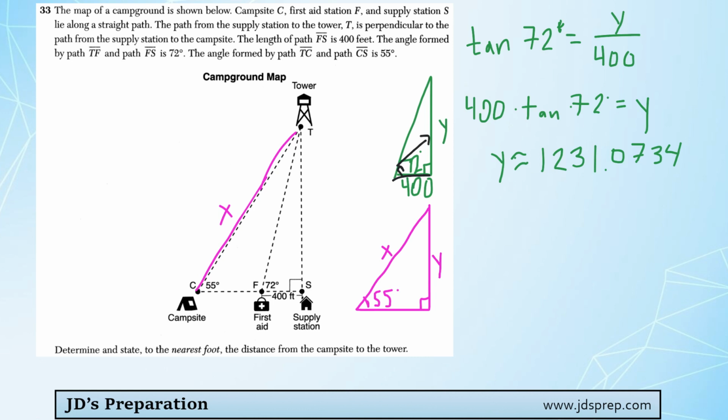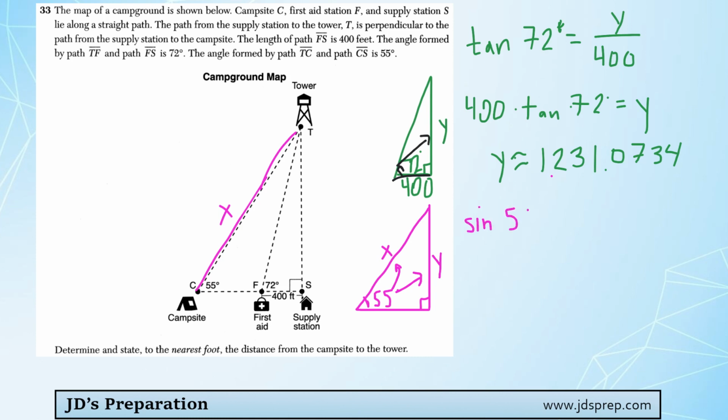Now back to this purple triangle. We need to figure out which trig ratio we're going to use first. So since we're dealing with the 55-degree corner, we know the opposite distance. We just figured that out. And we're looking for the hypotenuse. So which ratio involves opposite and hypotenuse? That would be the sine ratio.